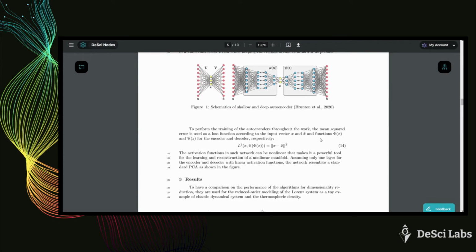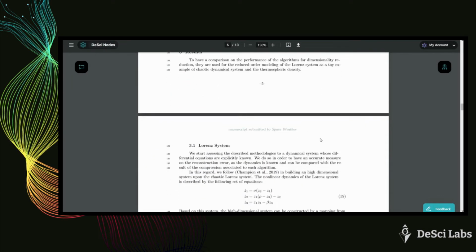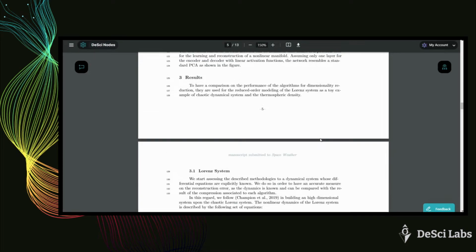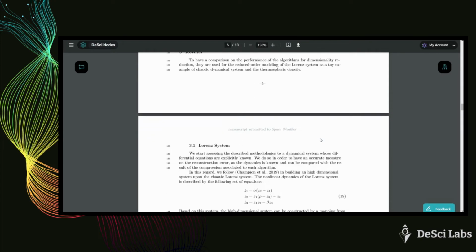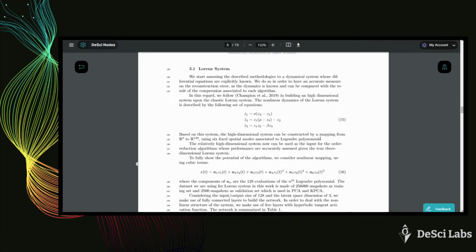Now let me go to the results. To be sure that everything is working fine, we first use some known toy cases. We selected this Lorenz system. The Lorenz system is a chaotic system, and I put a GIF here that you can have a look at. This is the behavior of the Lorenz system. We have this chaotic behavior in the middle, so you can jump between different metastable states.